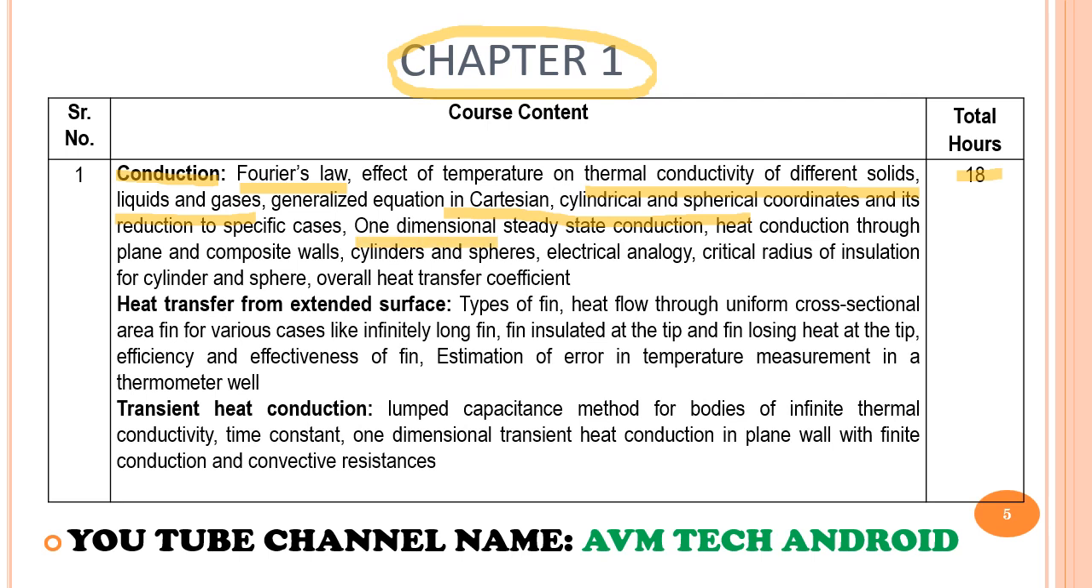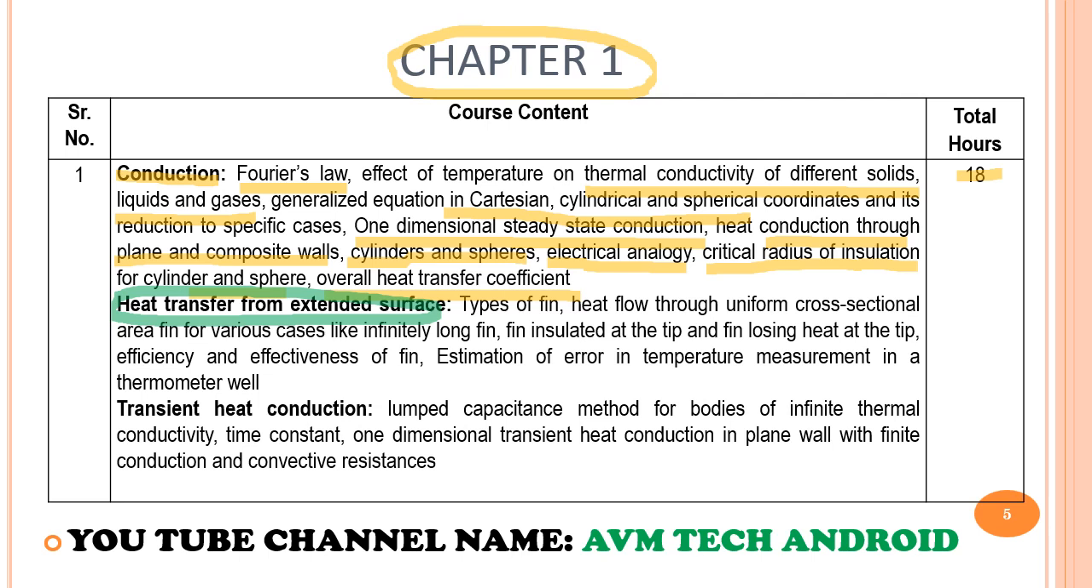We have to go for one dimensional steady state heat conduction. We have to go for heat conduction through a plane and composite wall, cylinder and sphere. We have to go for the electrical analogy part. We have to discuss the critical radius of insulation for cylinder and sphere. Plus we have to discuss the overall heat transfer coefficient. Then we have to discuss heat transfer through extended surfaces.